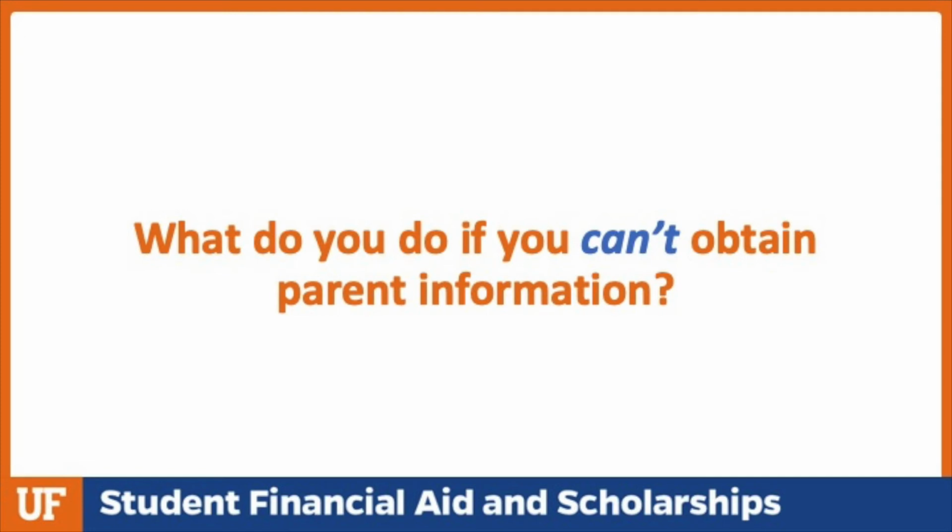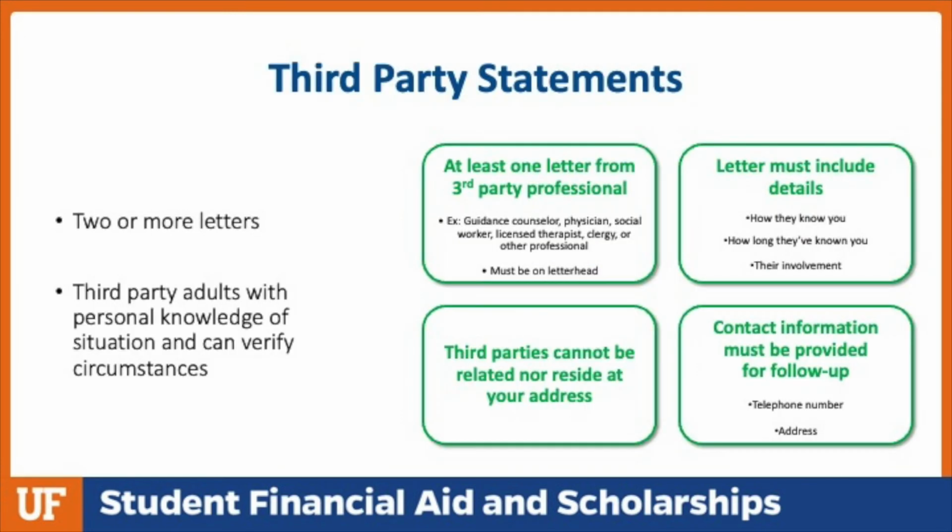So what do you do if you can't obtain parent information? With dependency override, third-party statements are required for the petition. Students will need to submit 2 or more letters from third-party adults with personal knowledge of the situation and can verify the student's circumstances. They cannot be related nor reside at the student's address, and at least 1 letter should come from a third-party professional, such as a guidance counselor, physician, or social worker.